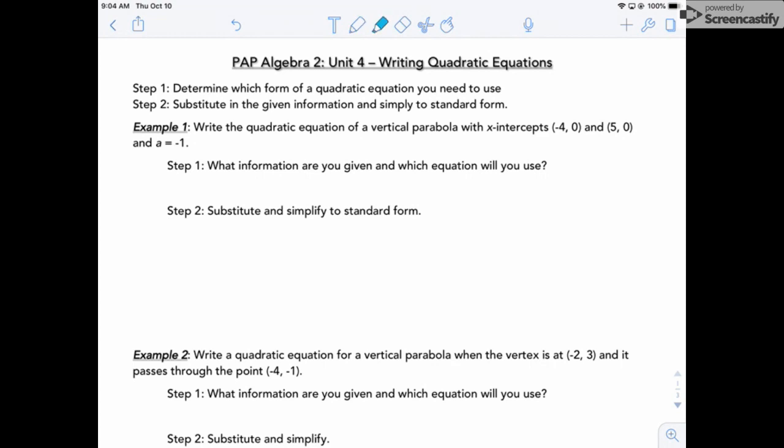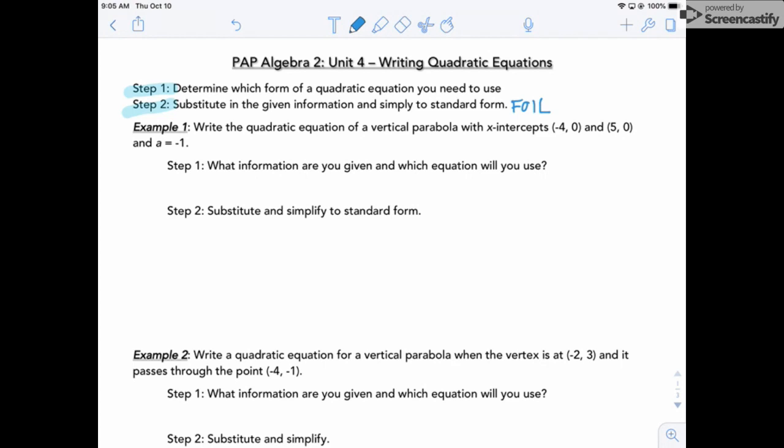So here, when it says step 1, the first thing you're going to do is determine which form of the quadratic equation you're going to need to use. So it's either going to be standard, intercept, or vertex. And then step 2 is to substitute the given information and simplify to standard form. So this will probably involve foiling, but we're always going to try and convert to standard form if we can, because that's the most commonly used form. And so it's always easier if we can just convert everything to standard form when we're writing equations. So let's go ahead and get started with example 1.